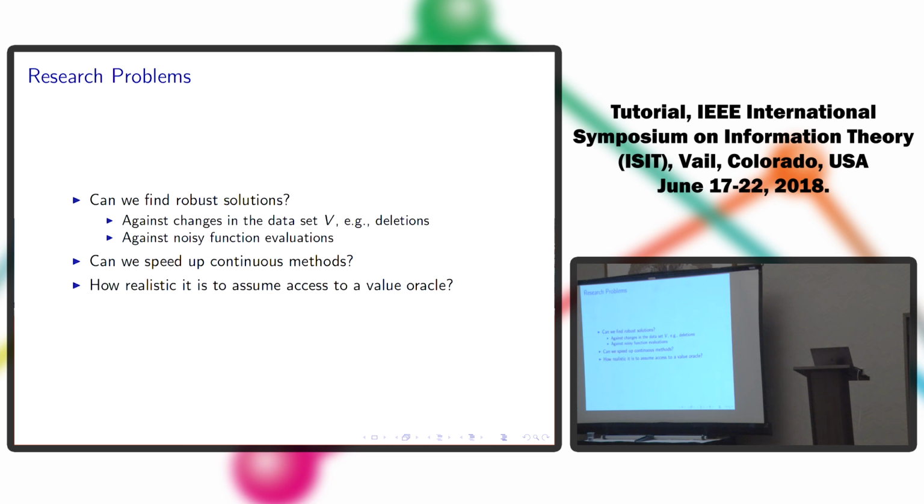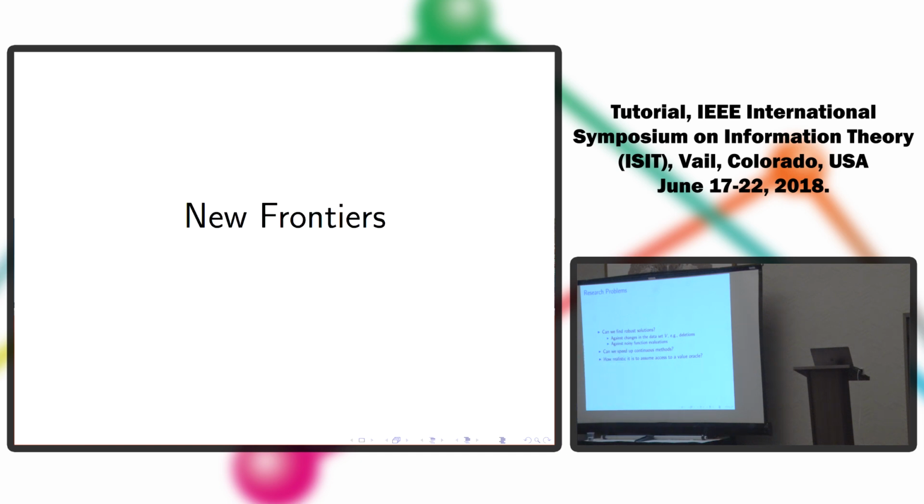Okay, so what are some of the problems that we have not discussed? These are the research problems that people think about. So I'm going to talk about them in the last few minutes. We didn't talk about what happens if the data set changes, or what happens if we have noisy evaluations. One of the problems with the continuous method is that they're slow. They give us the tightest approximation guarantees, but they're not the fastest algorithms that we can think of. Is it possible to speed them up? And another question is, is it realistic to assume that we have a value oracle?